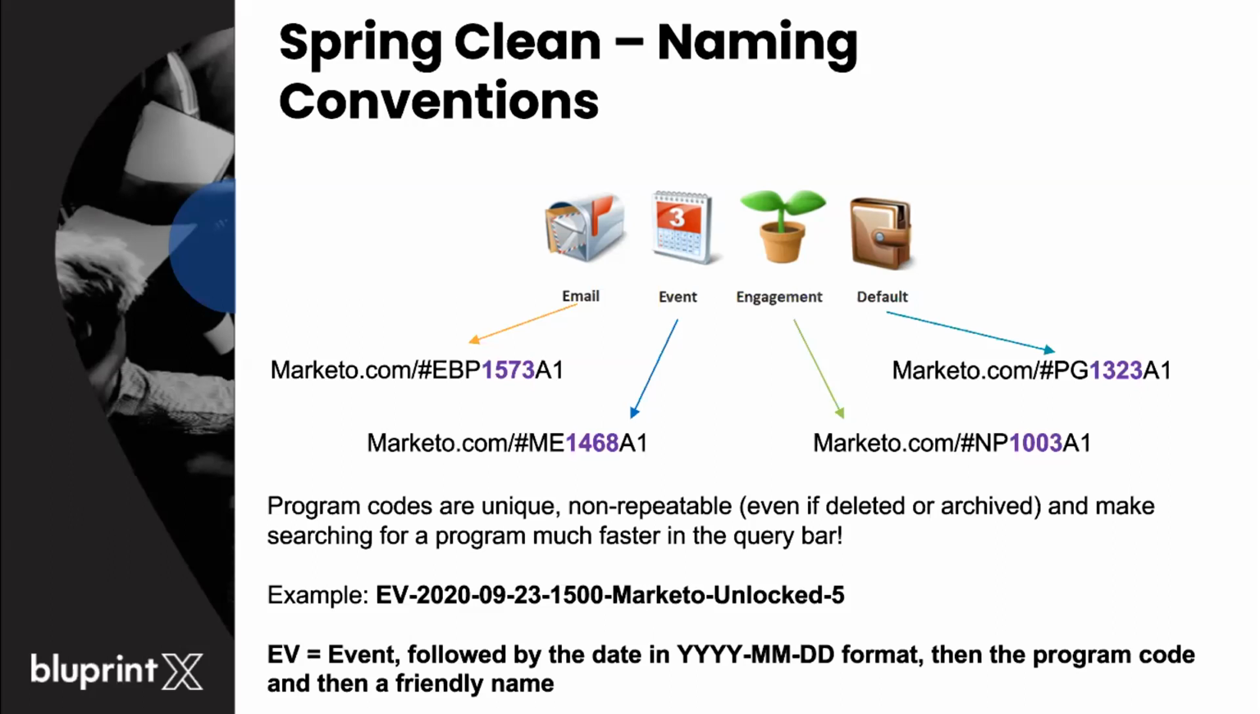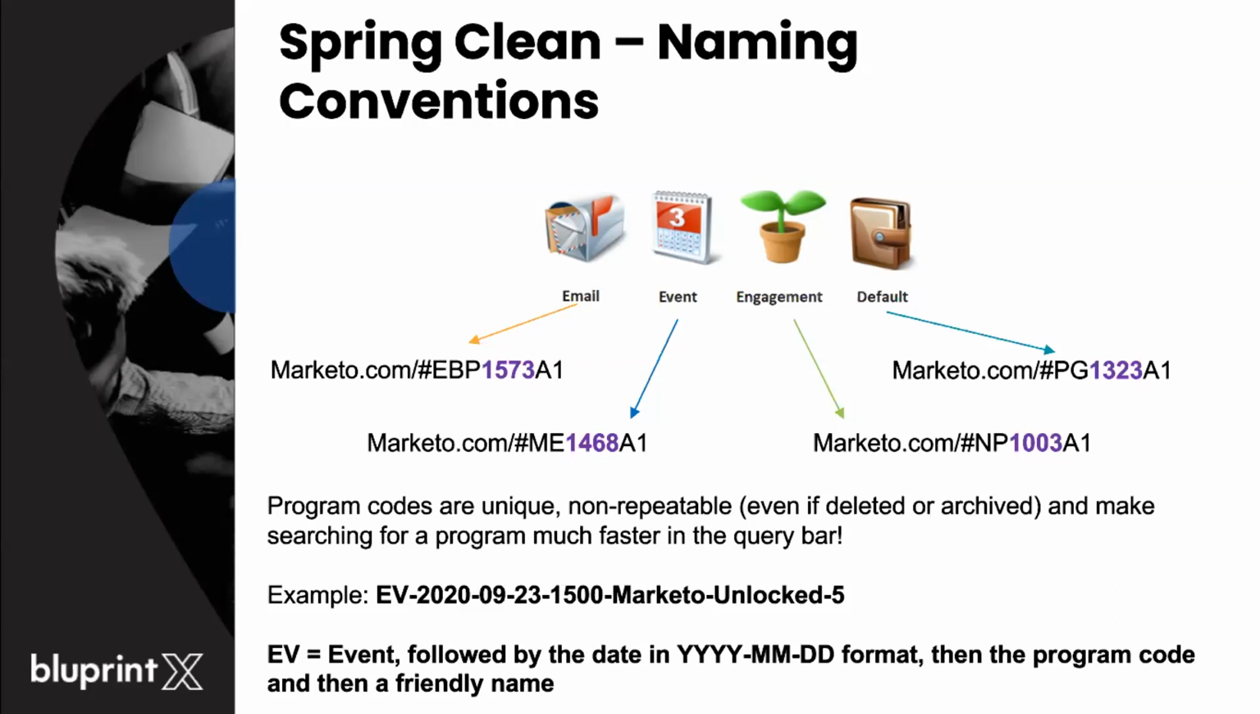And one of the ones that we advocate is, if you've noticed, whenever you click on any of your programs, be they email, event, engagement, or default, you'll notice that the URL ends with marketo.com/#. That's shared across the 4 types. But then you've got 2 or 3 letters, so EBPs in email, MEs, event, etc. The key thing here is that there's always a 4-digit number that turns up after the type of program that you're clicking on. The beauty of these numbers is they are non-repeatable, they are unique, they never turn up again, even if the program is deleted or archived.